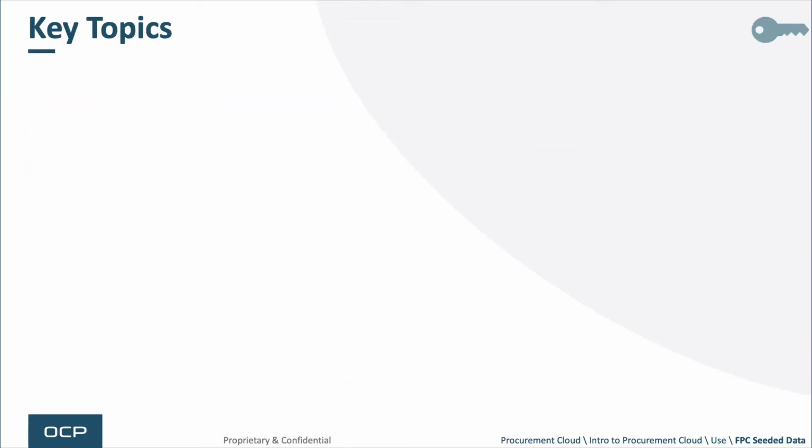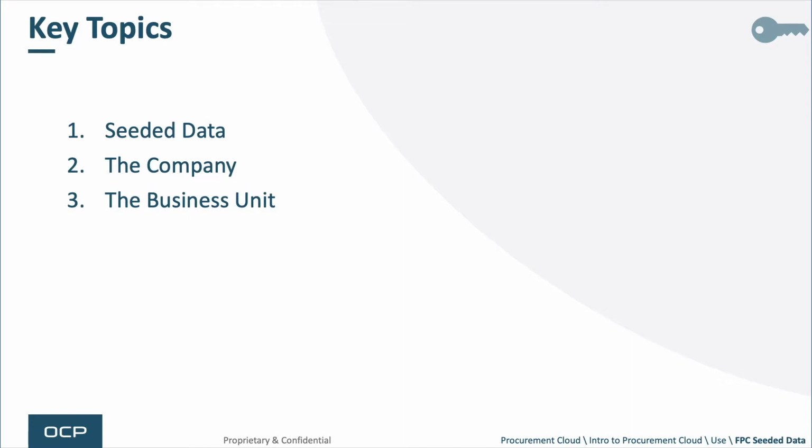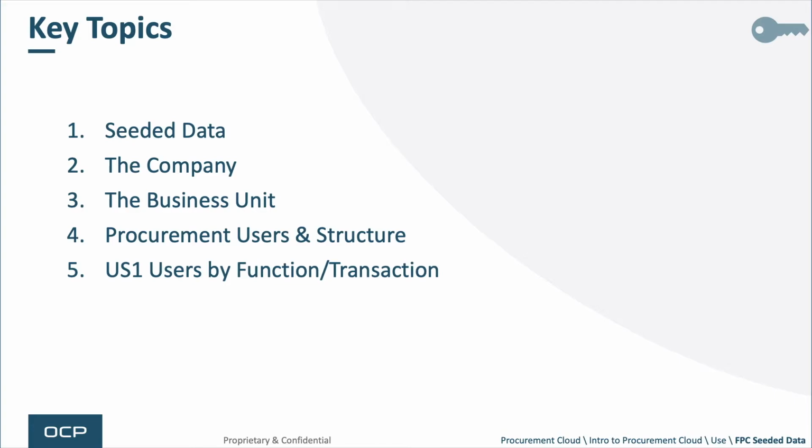Okay, so key topics are as follows: seeded data, the company, the business unit, procurement user and structure, US1 users by function/transaction, and other users by pillar, industry, and country.